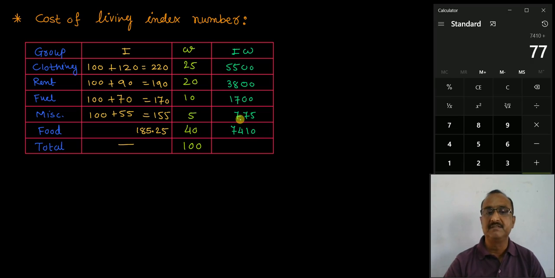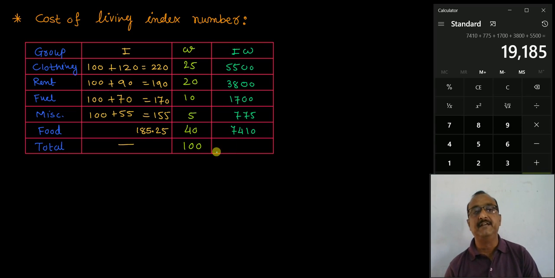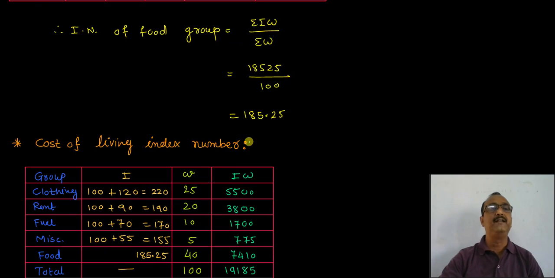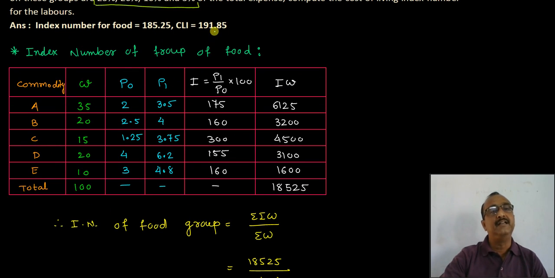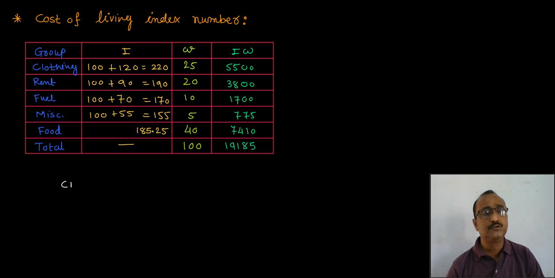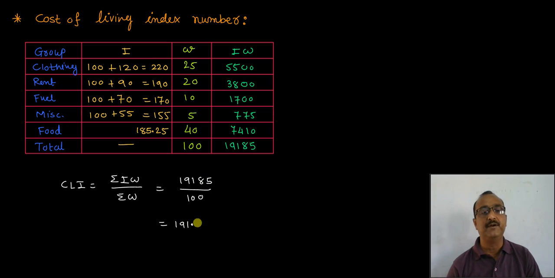Now find out total. 7410 plus 775 plus 1700 plus 3800 plus 5500. 19185 means answer is 191.85. Let me check. 191.85 CLI. Okay, so here we have to write cost of living index number is equal to sigma IW divided by sigma W, equal to 191.85 upon sigma W is 100, and we will get 191.85. Okay, so this method is completed here.